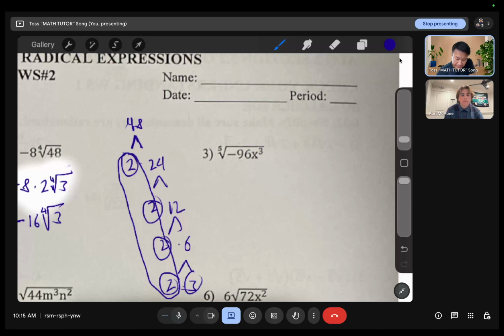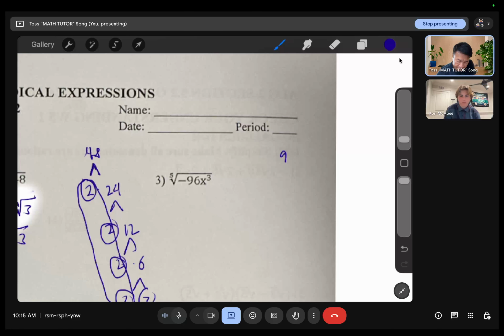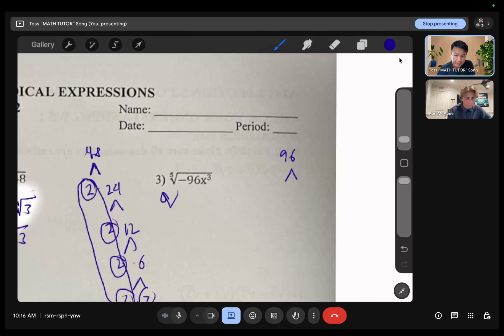96. Now, odd root, right? Odd root. You can bring out the negative, but before you do it, just to confirm it, you're gonna do that prime factorization. Find 5 numbers that you can pull out. Then I'll show you why you can pull out the negative. It's just a rule. If you have an odd root of a negative, it's fine.